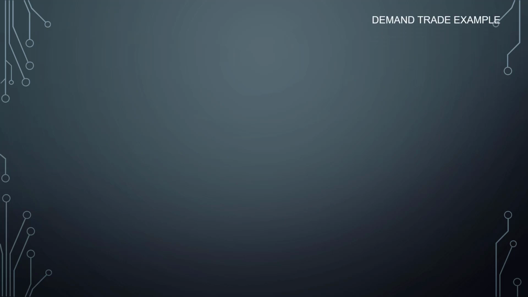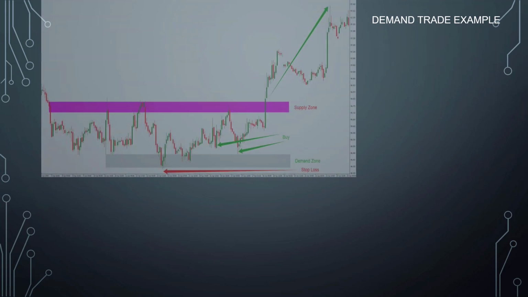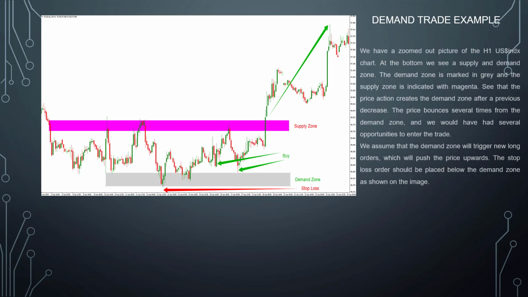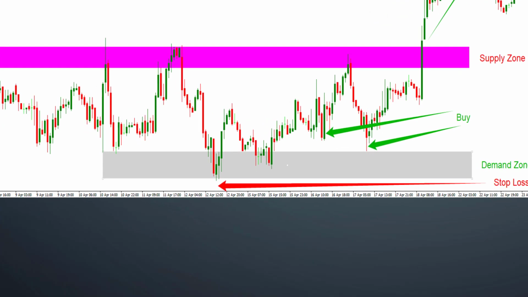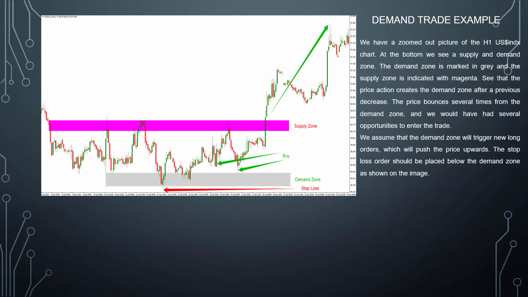Firstly, we are going to take a closer look at a demand trade example. Now we have a zoomed out picture of the H1 US dollar index chart. At the bottom, at this bottom here, you can clearly see a marked demand zone.